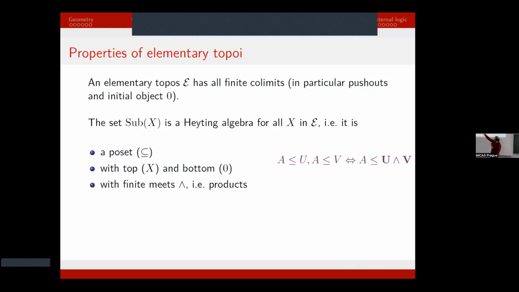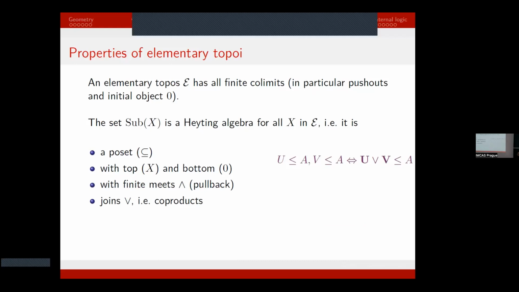A meet in a poset category is the product. So what's the property of the product? If we translate the categorical universal property to a poset property, it becomes that for every two arrows, there exists a unique arrow to the product, which means the product is the biggest one such that it's contained in both U and V. So what do we take? We have two subobjects. We take the pullback, and that's the meet.